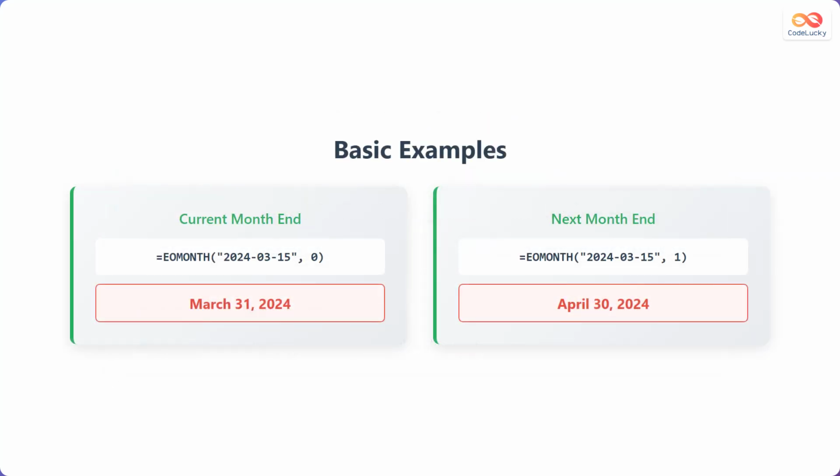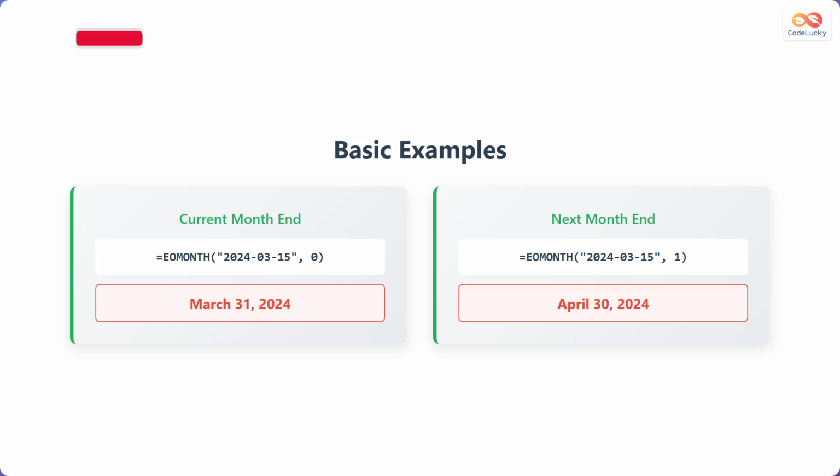Let's look at a couple of basic examples to understand how the EOMONTH function works. First, to find the end of the current month, if we start with March 15, 2024 and use 0 for the months argument, the formula is =EOMONTH("2024-03-15", 0). The result will be March 31, 2024.